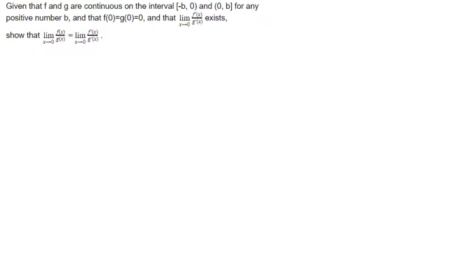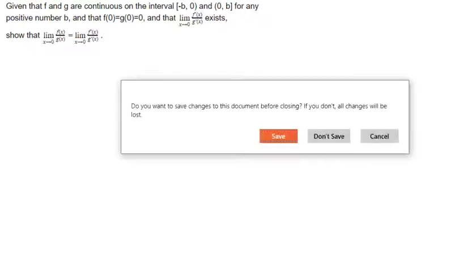And to do this, I'm going to first argue the limit as x goes to 0 from the right, and then I will use that to argue x going to 0 from the left, and then I will use both of those to make a conclusion for the two-sided limit. So I'm going to get a new slide and take a look at the limit as x goes to 0 from the right of f of x over g of x.